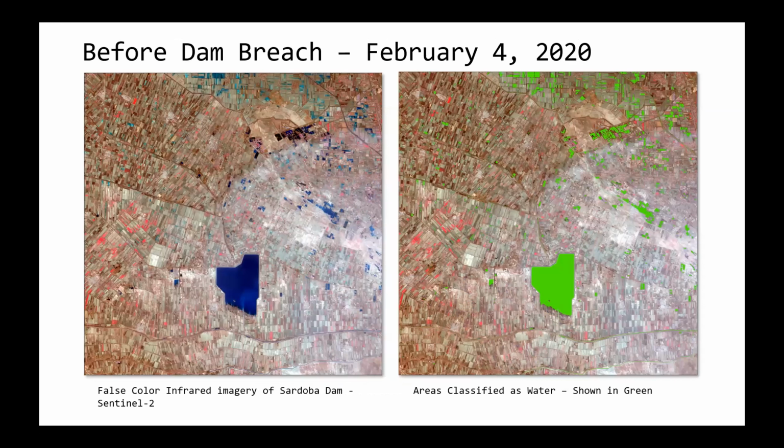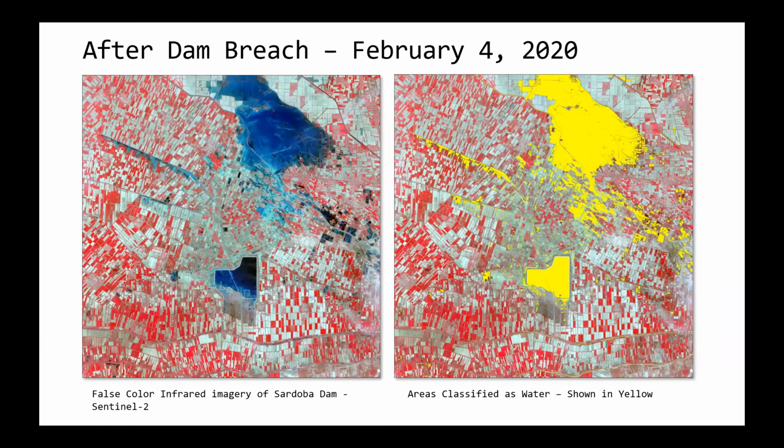So these are the actual outputs, one of the outputs of the classification tool. I ran the tool on the pre-breach imagery, and what you can see here in green is a representation of the final output of water existing in the image before the dam breach. This is a representation of the water classified after the dam breach. What you can see in yellow there is the flooded area to the north of the actual dam.